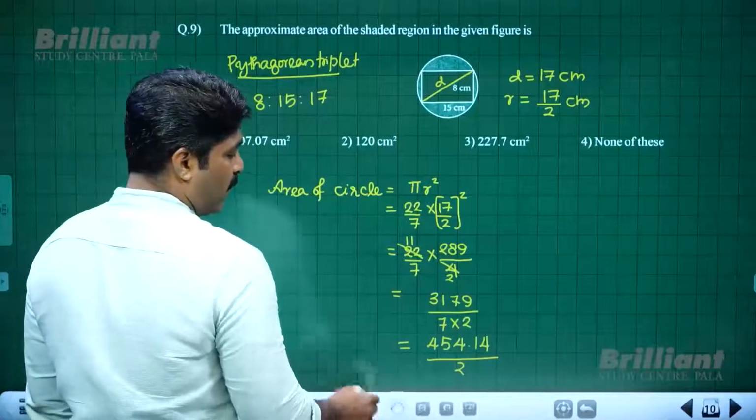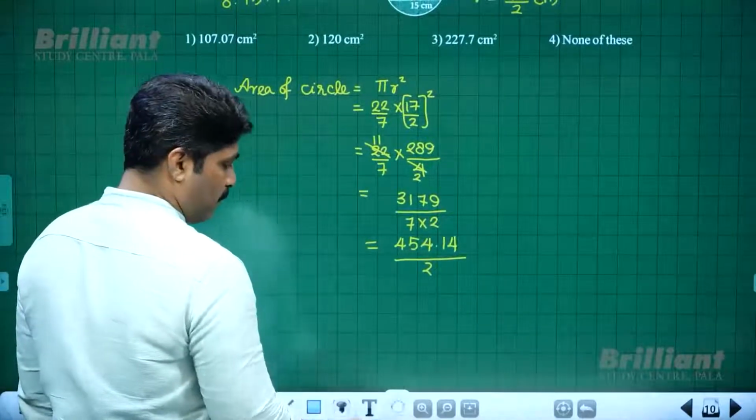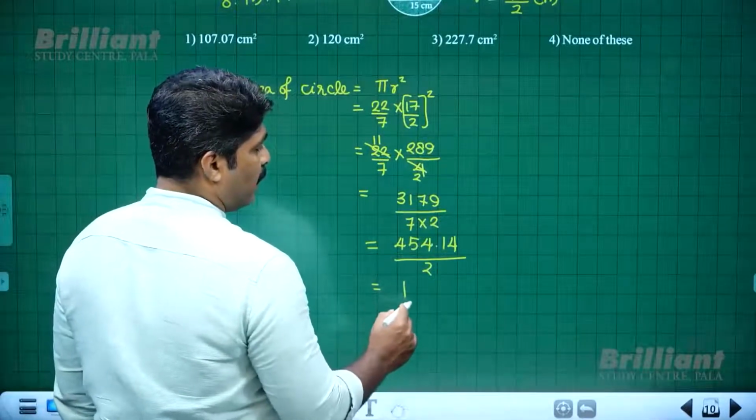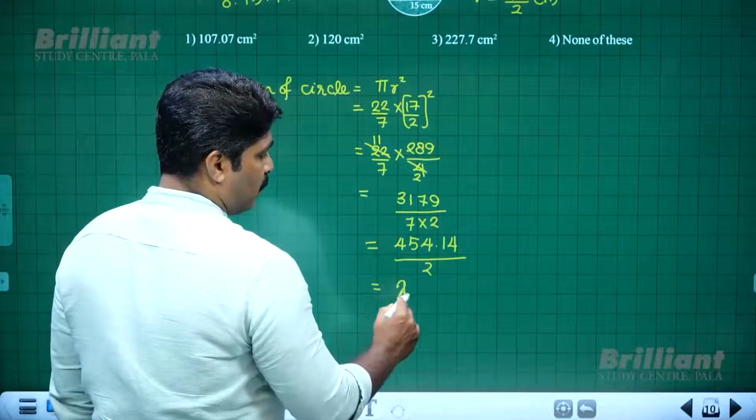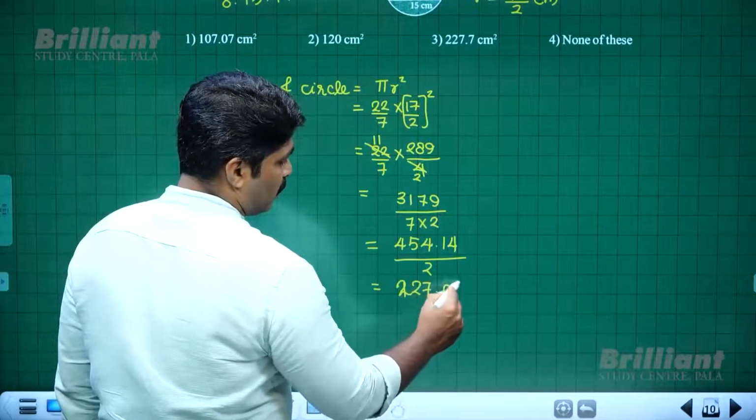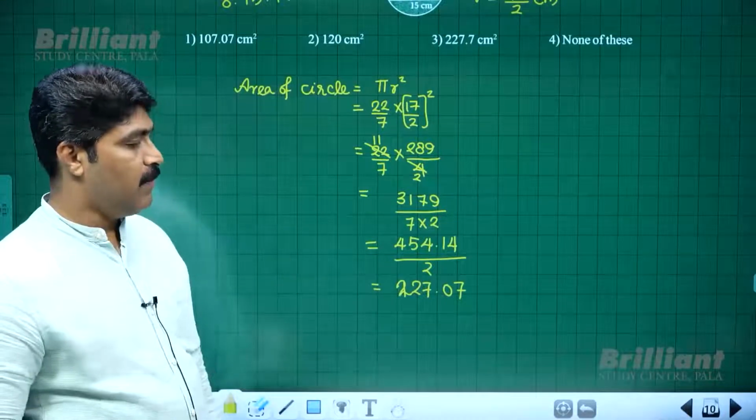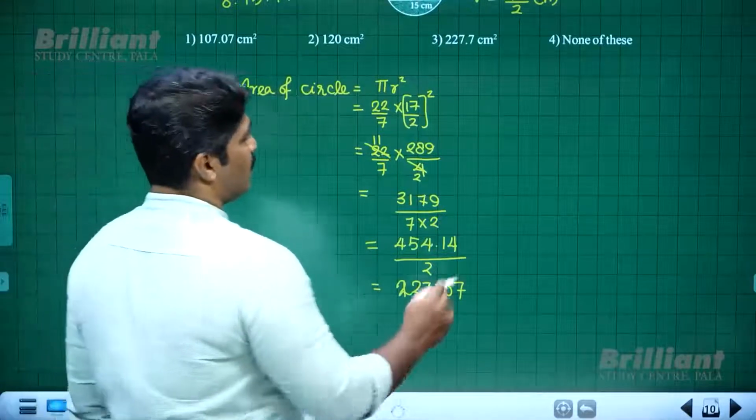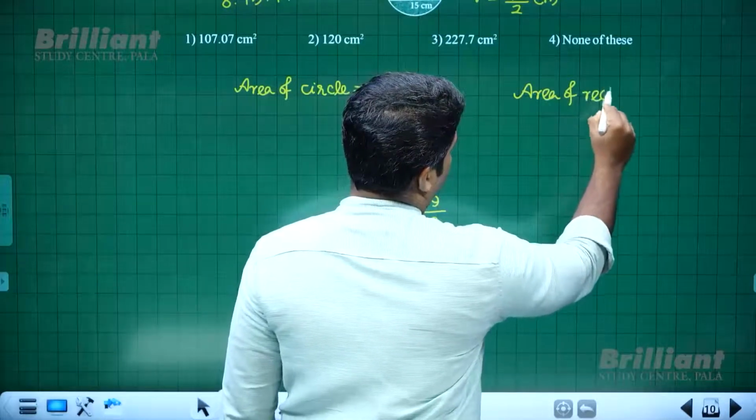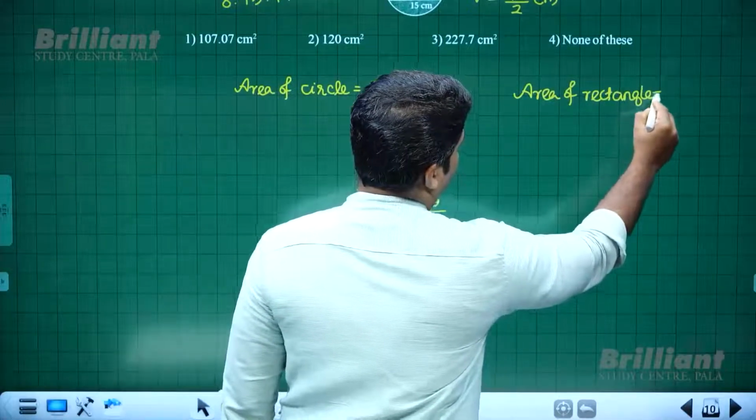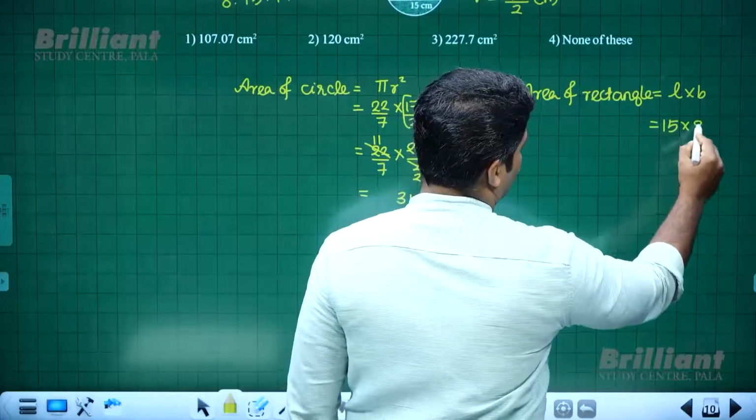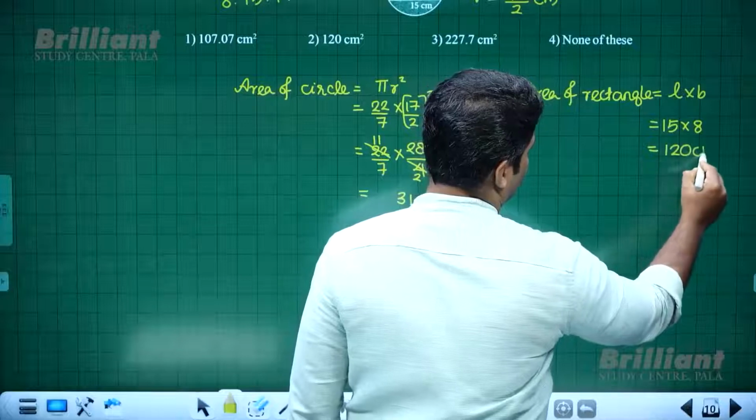So what is the final value here in such a situation? The final value is equal to 227.07. Got it? 227.07. Then here we consider the area of rectangle. We know that the area of rectangle is nothing but length into breadth. Here the length is 15 centimeter and breadth is 8 centimeter. Therefore, this is 120 centimeter square.